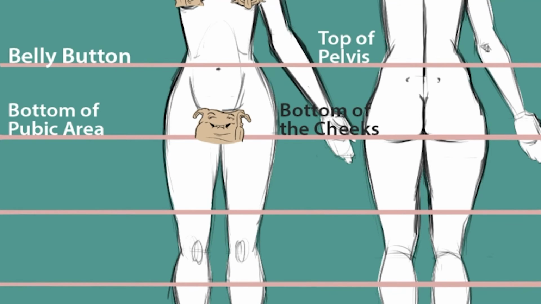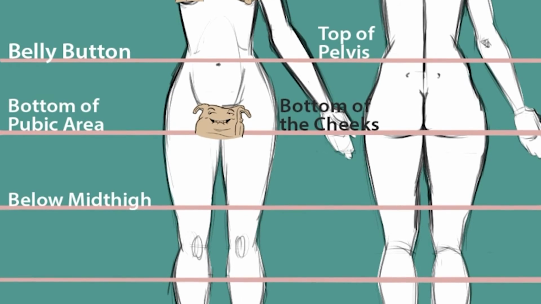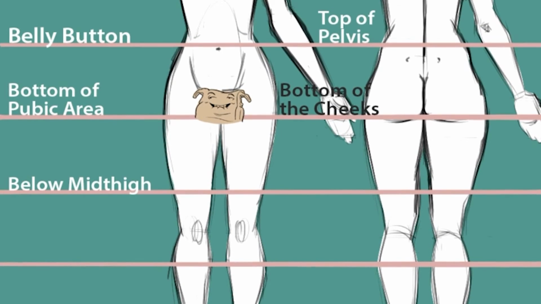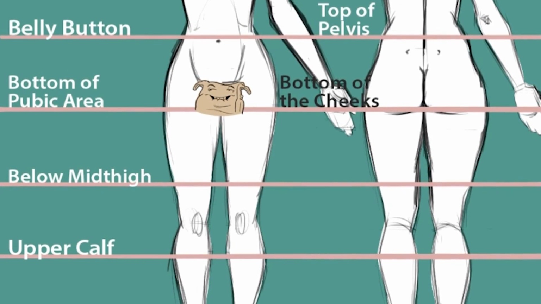Now we jump down to that first leg line, and this is where things get a little weird. On the male figure, we had mid-thigh. Here we have just below mid-thigh. So this is where things kind of get up to interpretation. Similarly, we don't have the bottom of the knee mark. We're a little bit lower than the knee, so I kind of labeled it upper calf.